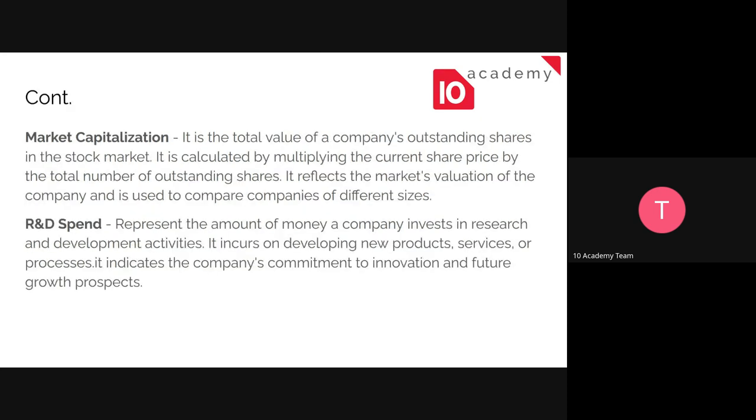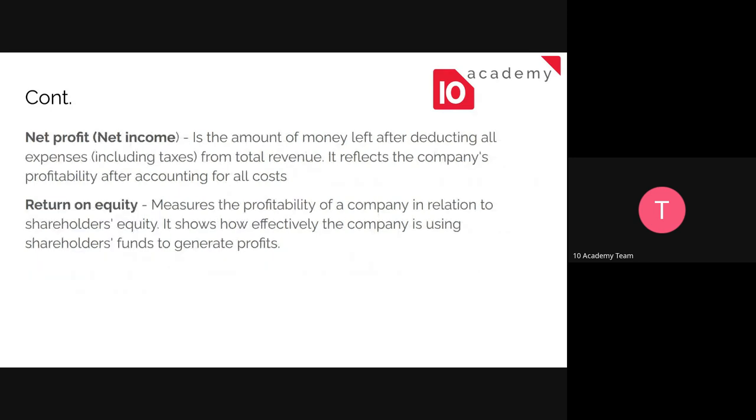So market capitalization is good when it's higher, and research and development, again, it's good when it's higher, but for both cases, there is a limit. So we need to see that too. So net profits, the more the better, of course, and return on equity, of course, the same, the more the better, without any limitations.